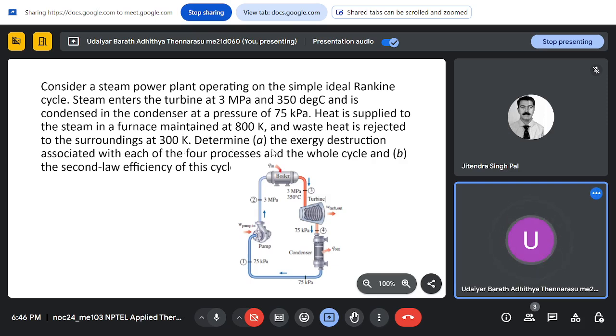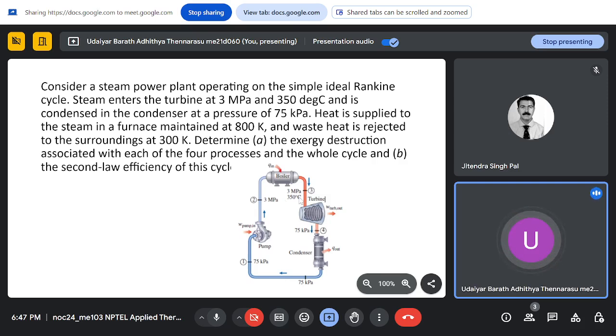Determine A, the exergy destruction associated with each of the 4 processes and the whole cycle, and B, the second law efficiency of the cycle. So what we know is the inlet to the turbine, which is at 3 megapascal and 350 degrees Celsius, and they have also given us the condensing pressure, which is 75 kilopascal. The furnace temperature is also given, at 800 Kelvin, so that's the heat source temperature, and in the condenser the surrounding temperature is 300 Kelvin. So this is all that we know.